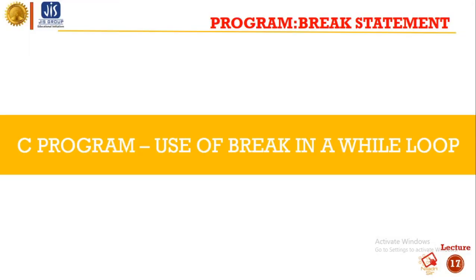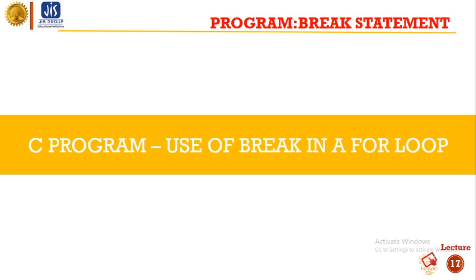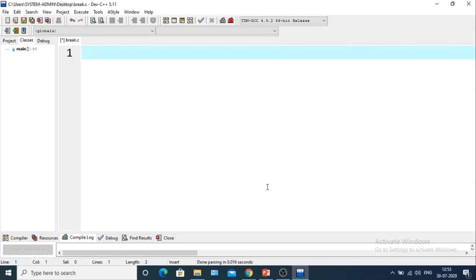So let's do another C program. Now this program will use the break statement within a for loop. So let's write the C program where a break statement has been used within a for loop. This is our C editor.